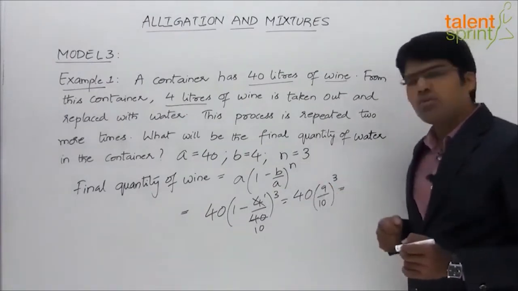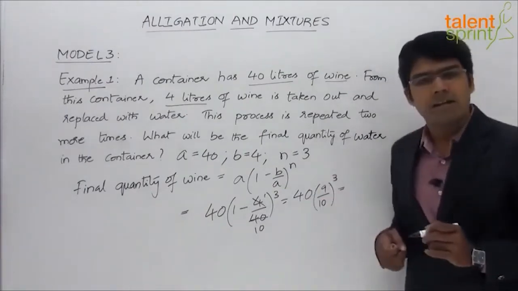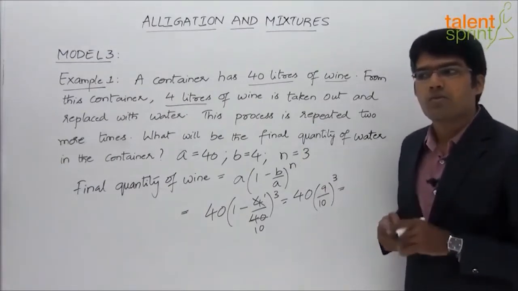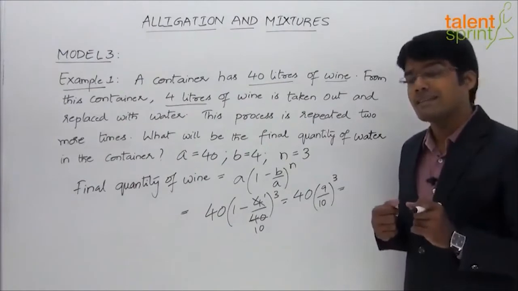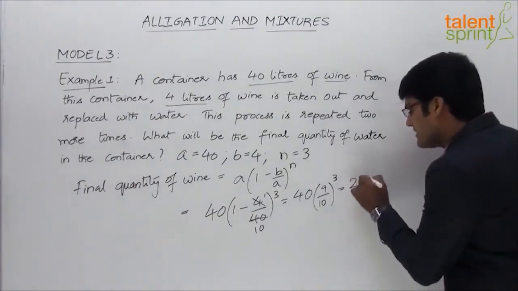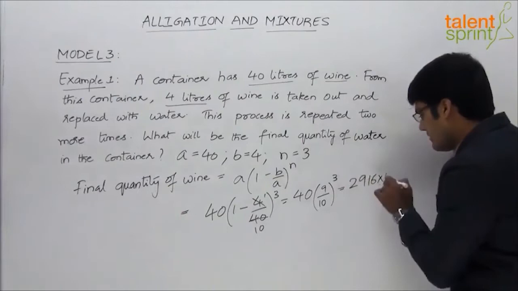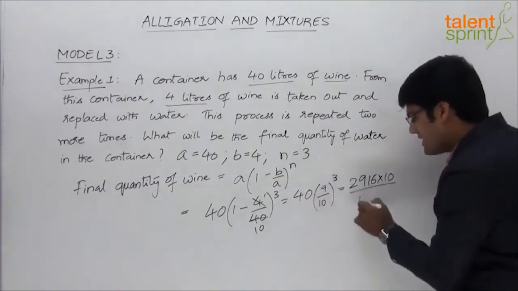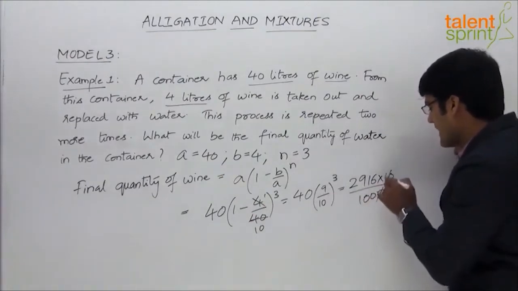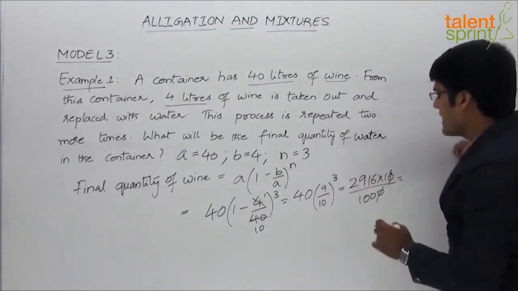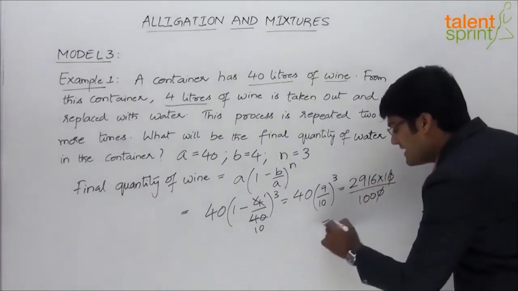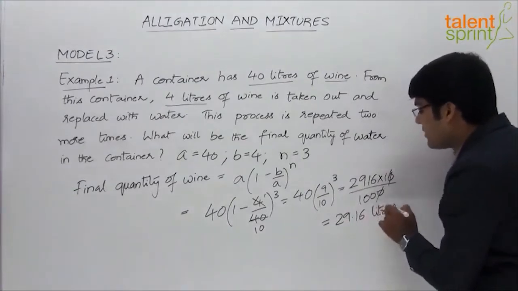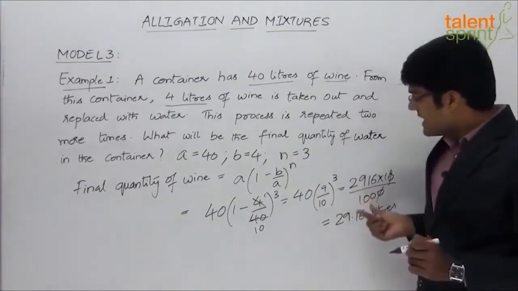So 729 into 4, right? Let's multiply with 4 first. 729 into 4 will be 2800, plus 29 into 4 is 116. So 2916. So this will give us 2916 into, see, we have multiplied with 4, but a 0 is extra there. So multiplying by 10 divided by 10 cube is 1000. So zeros anyway get cancelled. We are left with 2916 by 100, which will be equal to 29.16 liters. So we can say that the final quantity of wine is equal to 29.16 liters.